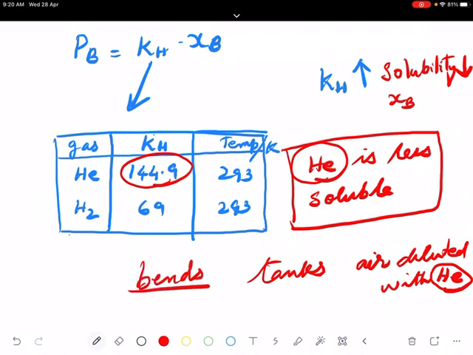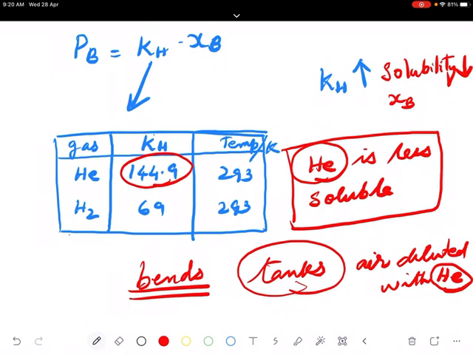To avoid bends, that is the blocking of capillaries by these bubbles, as well as the toxic effect of high concentration of nitrogen in blood, the tanks used by scuba divers are filled with air that is diluted with helium.